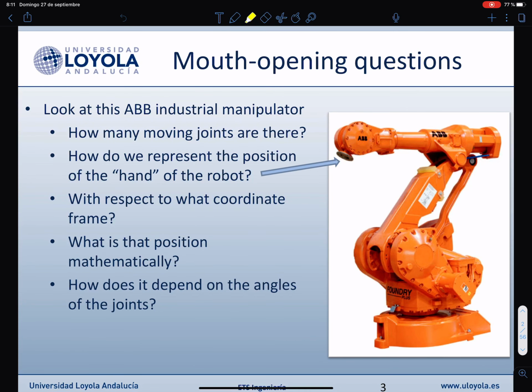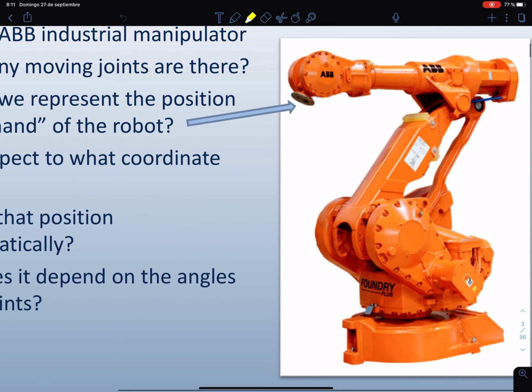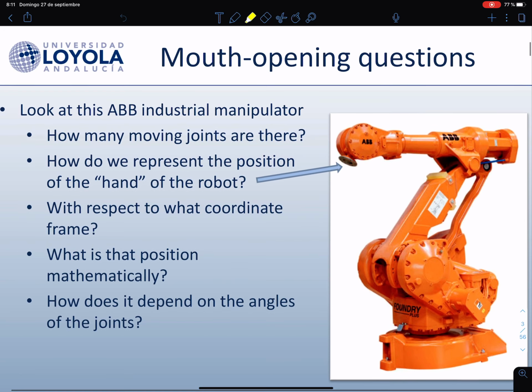So in order to start and to orientate a little bit where we are heading using these concepts, we will propose some mouth-opening questions. For that, I suggest to take a quick look at this robot that we have on the right, which is an ABB industrial manipulator, which is a machine that is present in many factories all over the world.